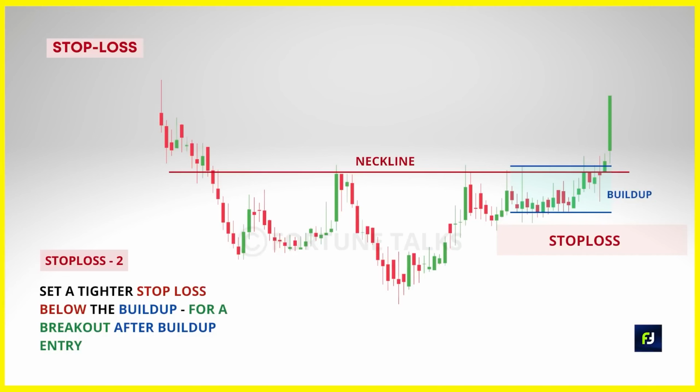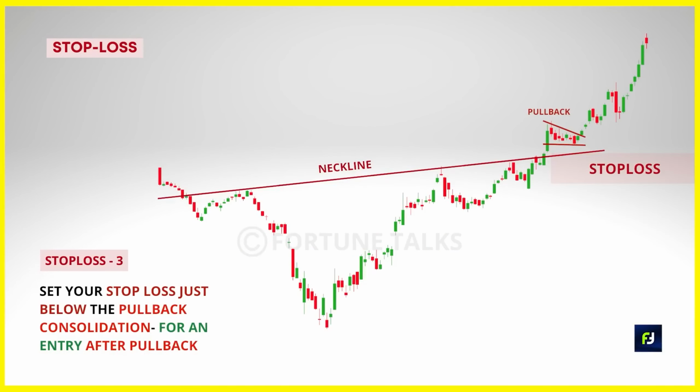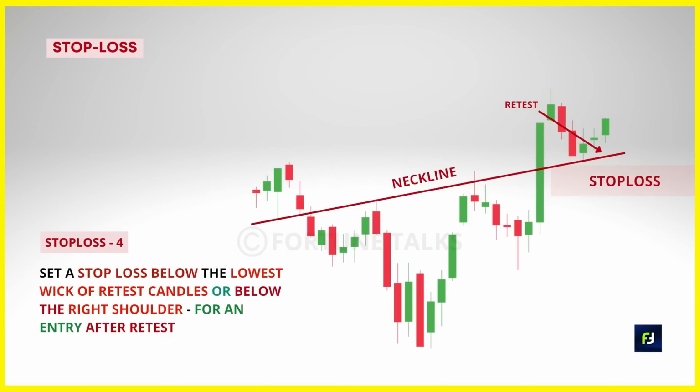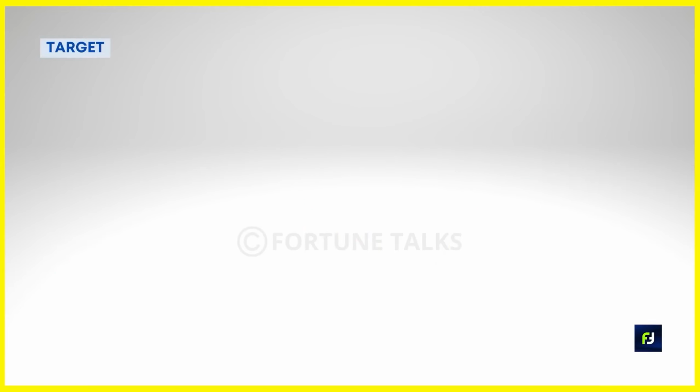Now let's say you have missed both these entries and you entered a position in the market after the prices formed a primary pullback. Then set your stop loss below the lowest price in the group of pullback candles, including the wick, or place it just above the neckline if the pullback formed is very close to the neckline. Now the last method is if you are entering the trades after a retest. In this scenario, the stop loss can be placed just below the lowest wick of the group of retest candles, or you can be more conservative and place your stop loss below the right shoulder of the pattern to save yourself from long wicks. Now we will take a look at how to exit from our trade for maximum profits.